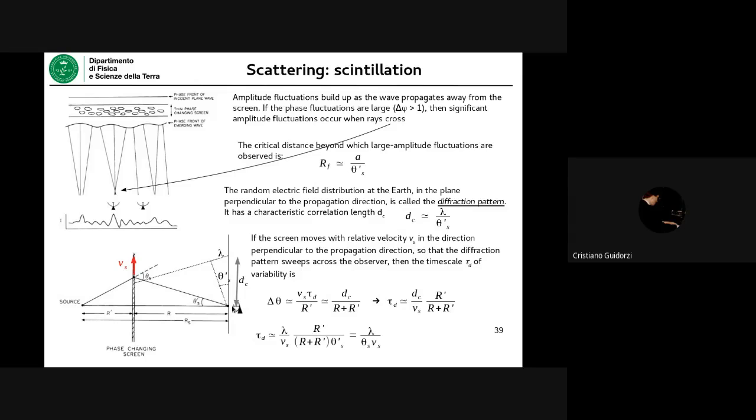Or better, rather than more fluctuating, it will be fluctuating on a correspondingly shorter time scale. The faster, so the higher v, and for some fixed properties of the medium at a fixed wavelength, the shorter the corresponding variability timescale. So by measuring the variability timescale, you can also infer the properties of the turbulence of the medium, which is responsible for this effect.